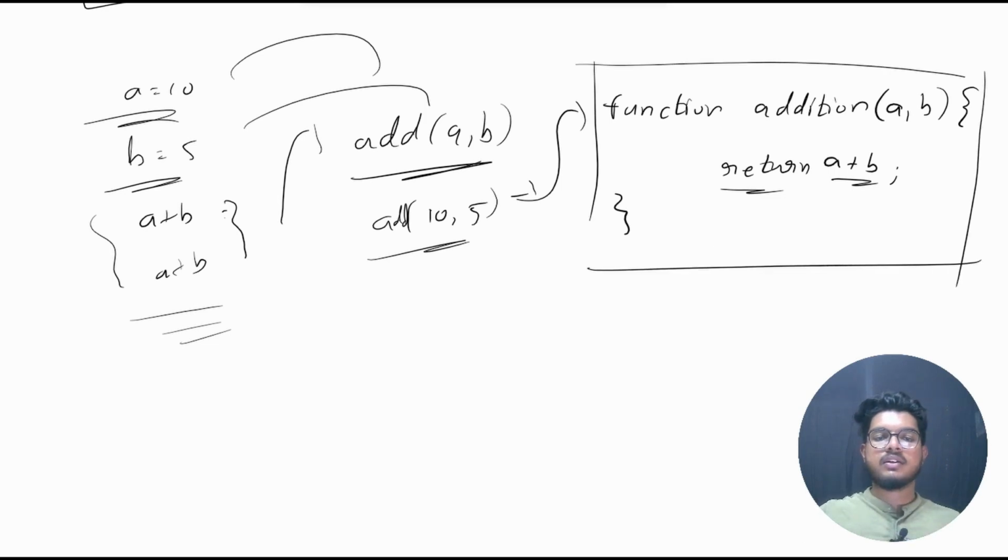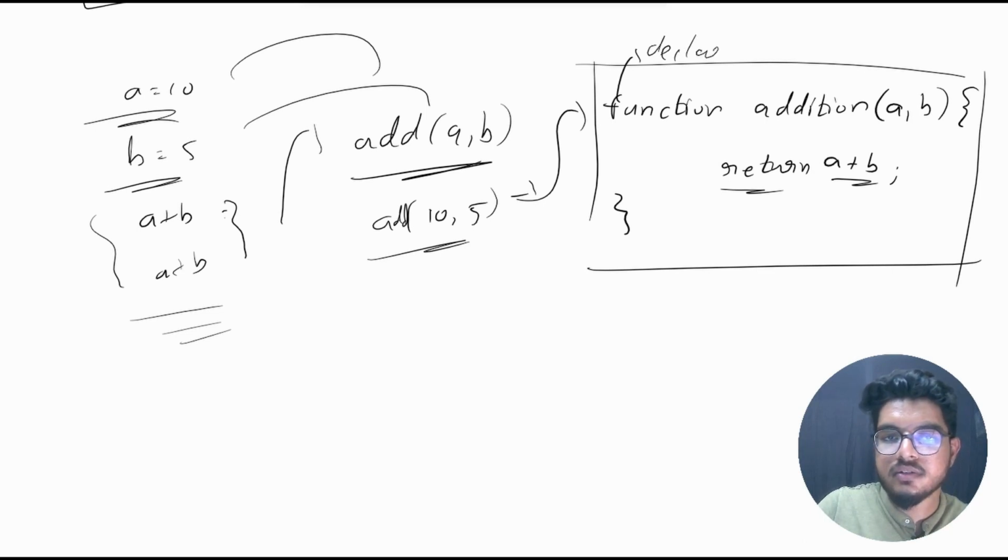This is a very fundamental concept. To understand this, I'm revising everything again. This function keyword is declaration. These are the parameters which are passed. Parameters are nothing but values which are given to the function.